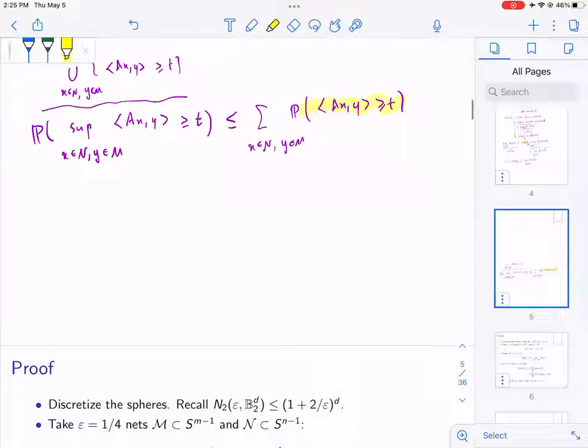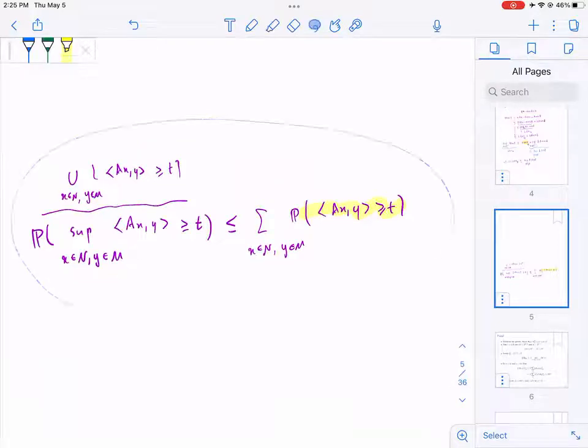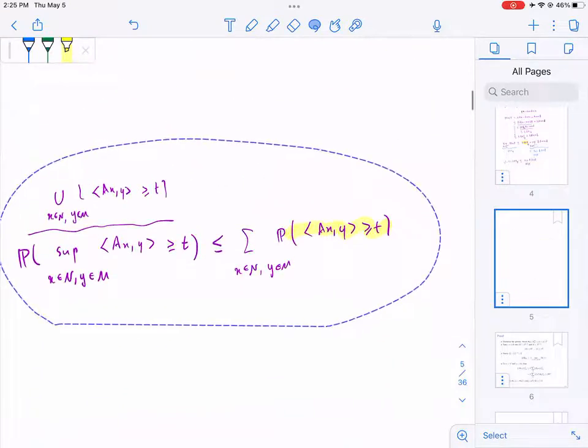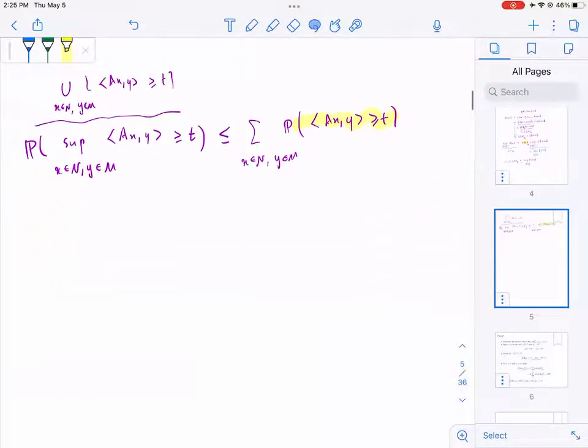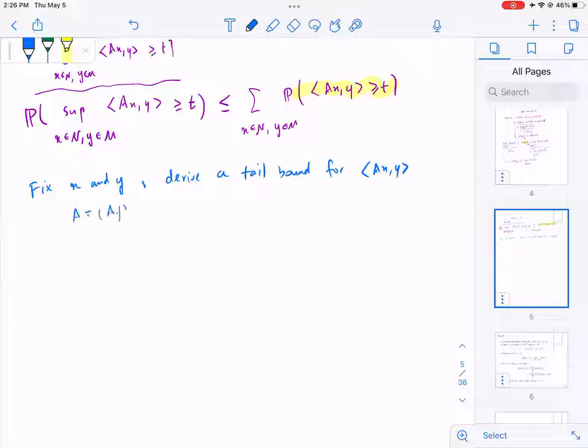Now I have to control this for a fixed x and y. So I know fixed x and y, and I would like to have a bound for this. Okay, so let's move this up here. So now fix x and y. Derive a tail bound for x^T A y. So A has entries a_ij, zero mean, and sub-Gaussian norm is bounded by K. So how should we proceed here?